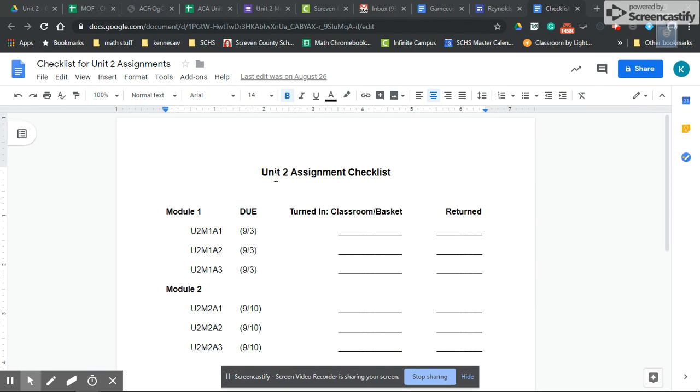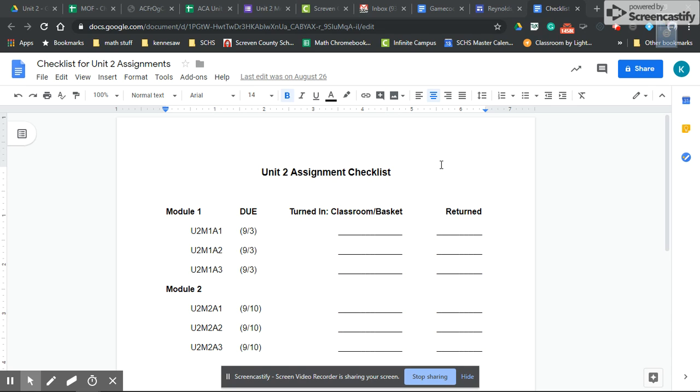So this is for Unit 2. I printed this checklist off for the students. These are the 6 assignments during this unit that were to be turned in. 3 of them had the same due date of the 3rd, and the other 3 had the due date of the 10th, September 10th. So what they do is they turn these in to me, and they sign that they've turned them in, and then I grade and return them, and I give them a points out of how many they can make. All this adds up to one big grade in the grade book.